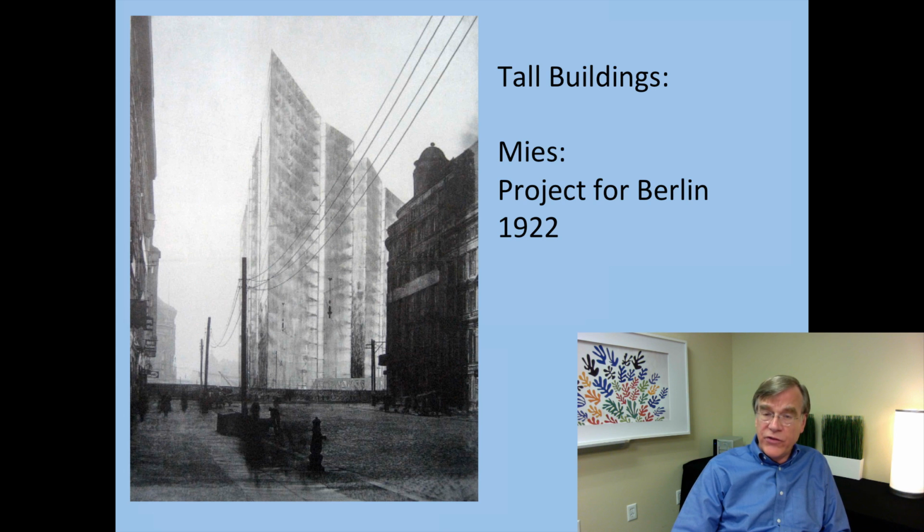Turning from houses to tall buildings, Mies also had a project in 1922 for a glass skyscraper in Berlin. 1922 was not a good year for building in Berlin, but here we have the essence of the glass and steel skyscraper before any had ever been built. It shows the transparency and really the model for the tall buildings of New York and elsewhere that were built later.